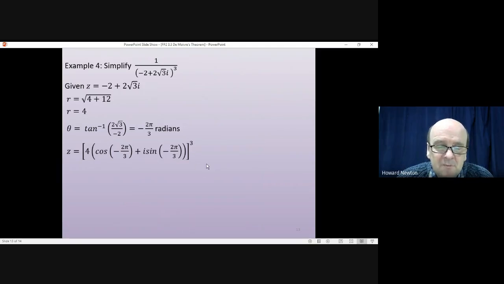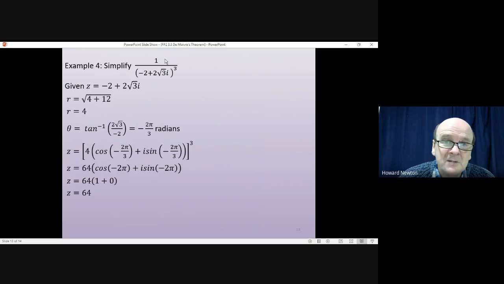We need to find the power of 3 of that using De Moivre's theorem. 4 cubed is 64. Timesing these by 3 will give us minus 2 pi. The cosine of minus 2 pi is 1. The sine of minus 2 pi is 0. So that does simplify to 64. And it isn't until this point that we worry about it actually being a fraction, 1 divided by that. So the answer is actually 1 divided by 64.